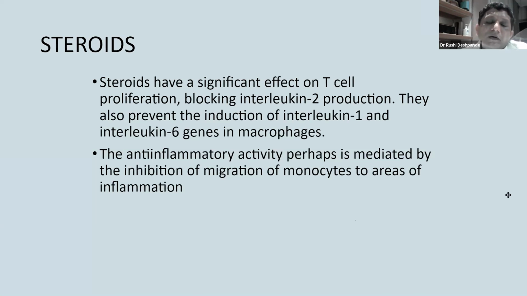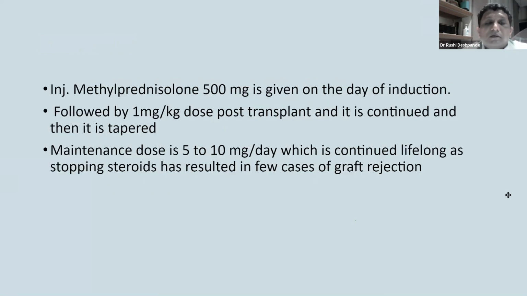They have a significant effect on T cell proliferation. They block interleukin-2 production. They also prevent the induction of interleukin-1 and interleukin-6 genes in the macrophage. They are also the strongest anti-inflammatory agent, and this activity mediates the inhibition of migration of monocytes to areas of inflammation. Do you use it in transplant? At the time of transplant, you use it as an anti-induction for the same mechanisms that we spoke about.